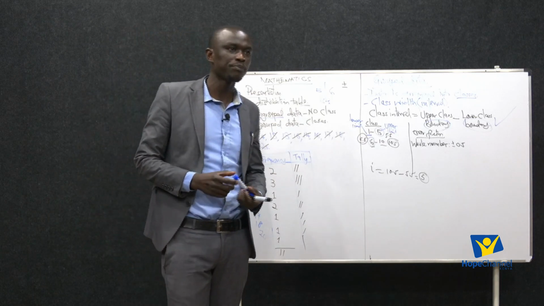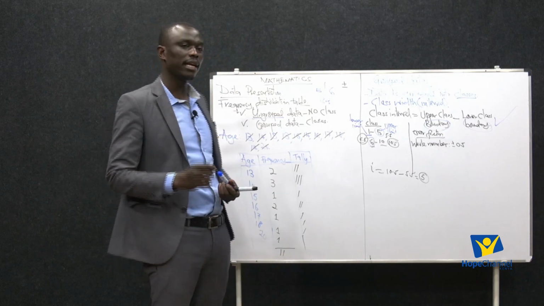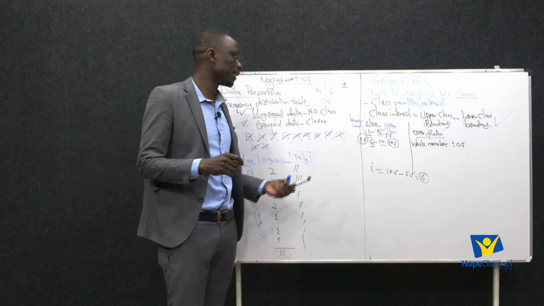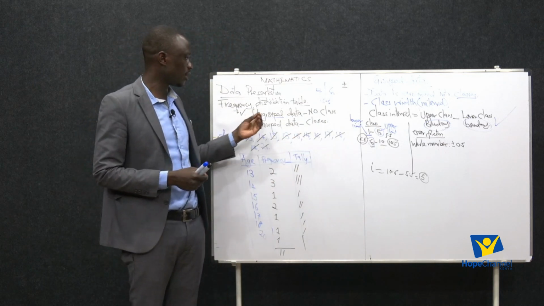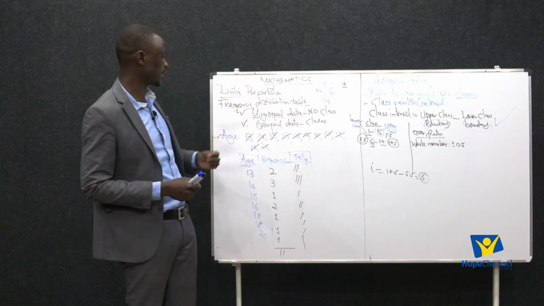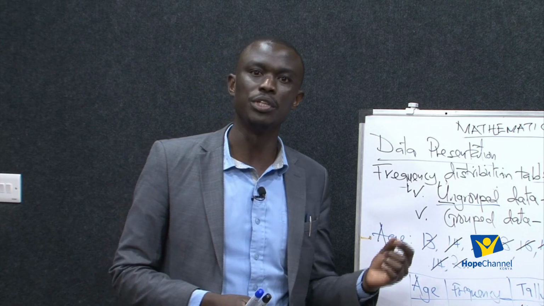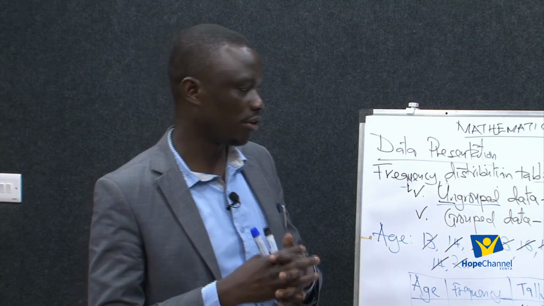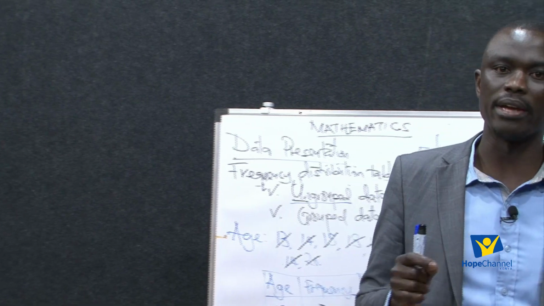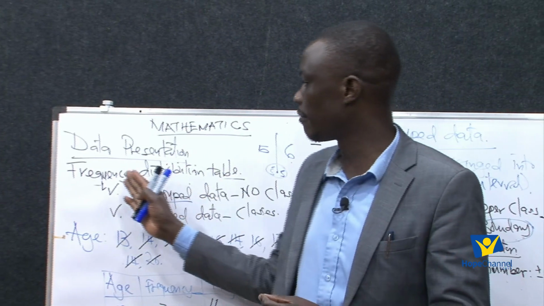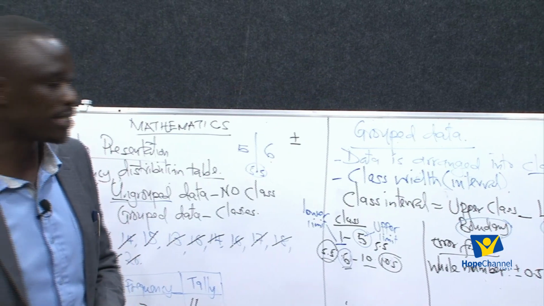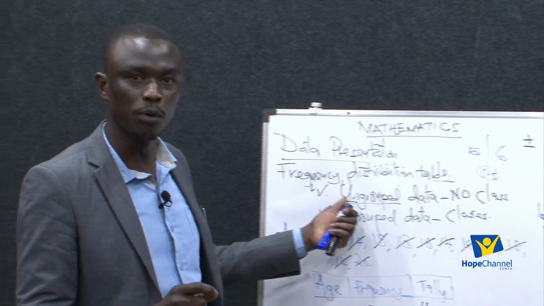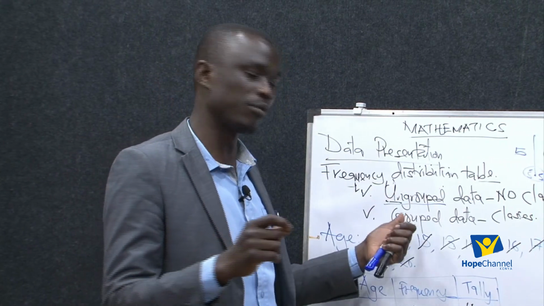So never get a class interval using the limits. And that is how we are going to present grouped data in a frequency distribution table. So I urge all the learners that when you are given data and you are required to prepare a frequency distribution table, the first thing you are supposed to ask yourself is, is this data ungrouped, or is this data being requested grouped?